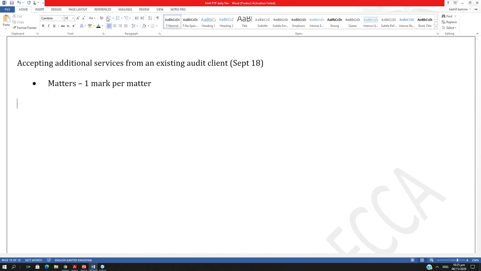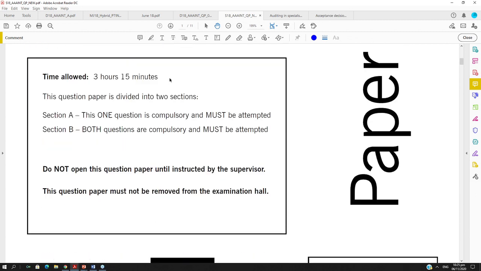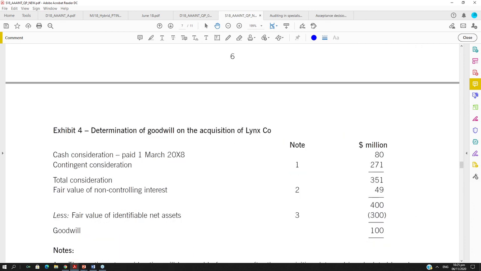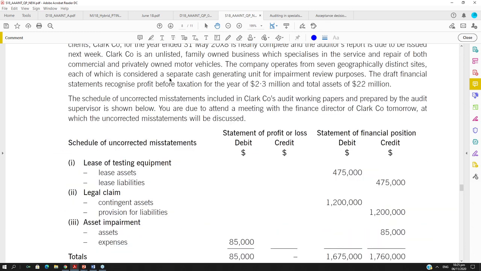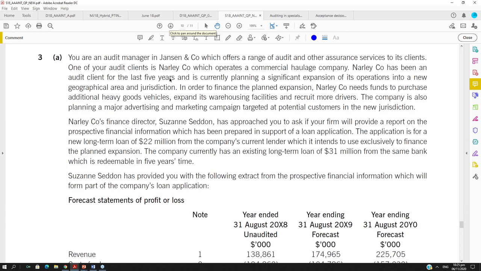Okay, let's go down to the September 18 paper. Okay, all of you can see on your screen the September 18 paper. Okay, that's great. Move down the September 18 paper and you come to question number 3. Now we know question number 3 mostly in your exam paper is set on other assignments. I hope you know that, right? Syllabus area F.